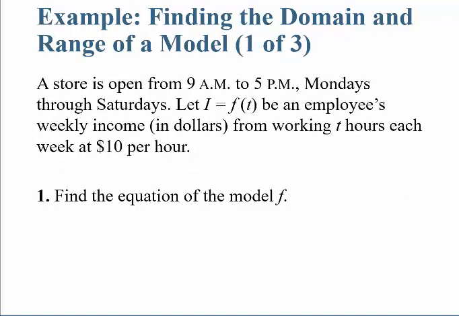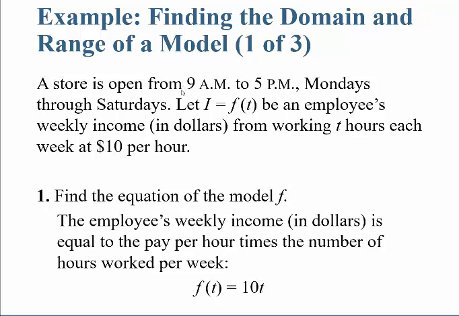Let's do one last problem. The store is open 10 a.m. to 5 p.m., Mondays through Saturday. Let I equal f of t be an employee's weekly income in dollars from working t hours each week. And they're paid $10 an hour. So let's find an equation to model this function f. The employee's weekly income is equal to the pay per hour times the number of hours worked. Let's assume no overtime. So f of t, the person's income, is equal to 10 times t, and t would be the number of hours worked.